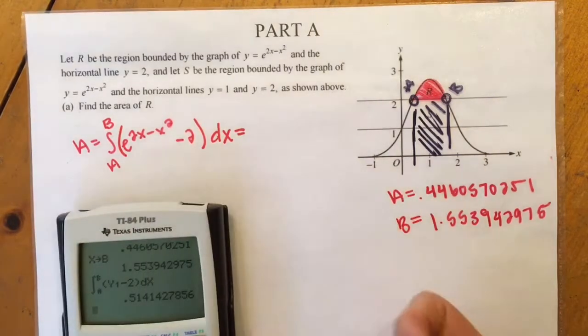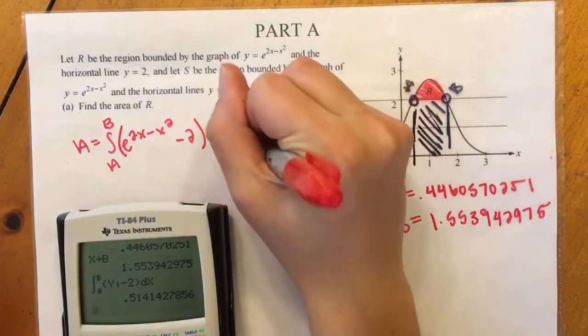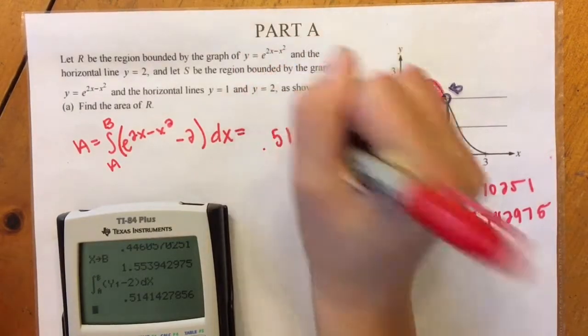0.5141427856. That's not really a decimal I want to deal with, and we know that on the AP exam you only have to round to 3 decimal places. So my answer is going to be 0.514.